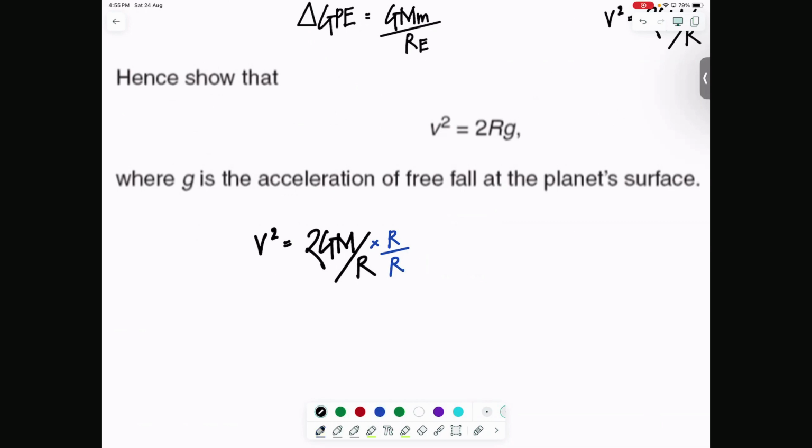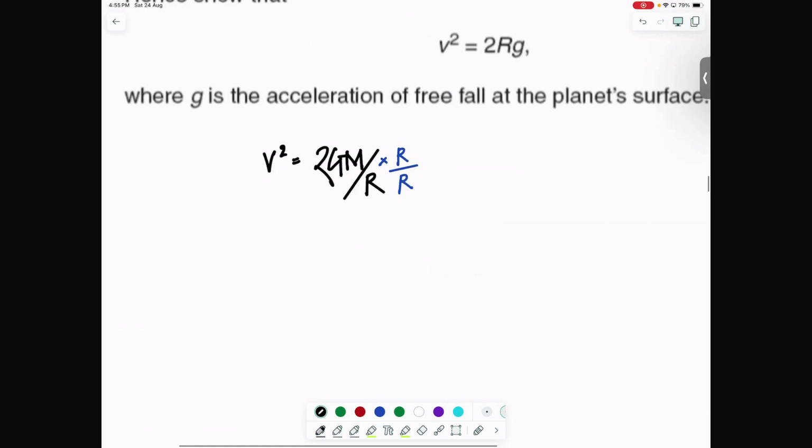And once you do that, you can do something else here, which is 2GM into r divided by, what's the r into r? R squared. And within this, there's something that is useful for us. What is that? Yeah, so there's this thing that you see here, GM by r squared. This GM by r squared is what? g. So therefore, v squared equals 2rg.